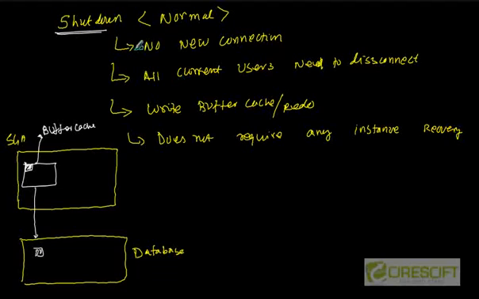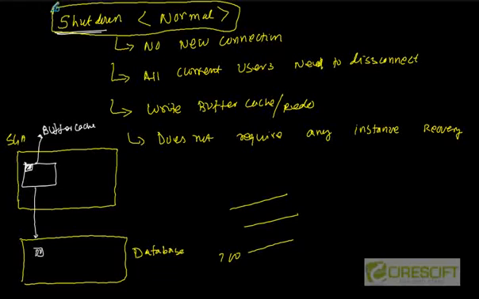It doesn't require any instance recovery. So this is shutdown normal. But as you know, the problem here in shutdown normal is, let's say this database has like 100 users connected and we want to shut down the database. We need to wait for these 100 connected users to get disconnected, and even if one of them is still connected, this is not going to succeed.